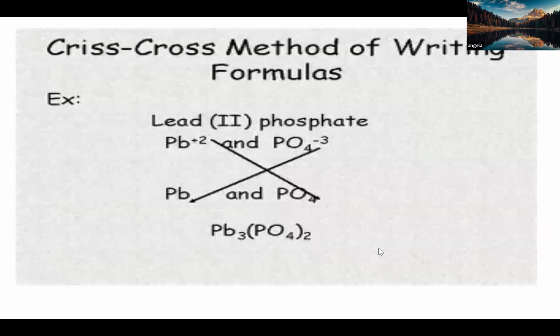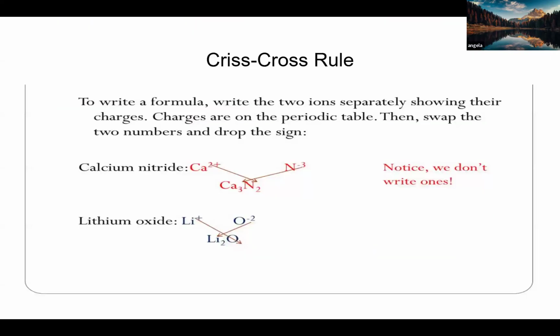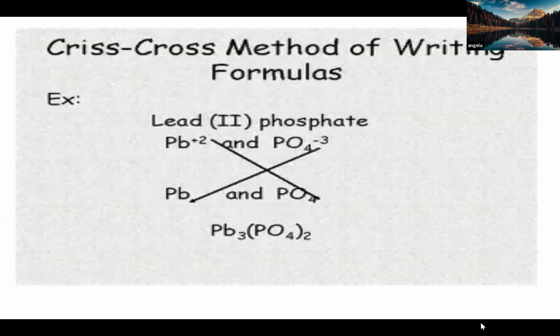And then lead. So this would be one that's in the transition metals. And so it's telling us lead 2, so that means it's got a charge of 2. So you're going to put your 2 here. And then phosphate. This is one of our polyatomic ions. And so we would look over here, what is PO4 3-? Oh, it's phosphate. So that's how we would know what to put there.